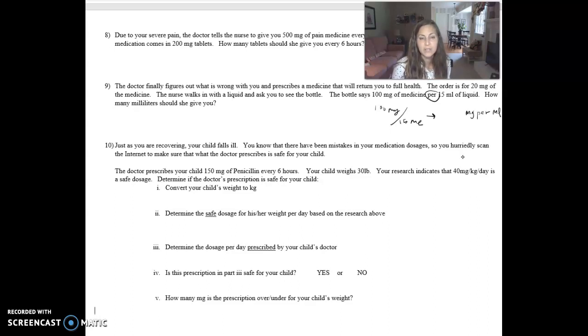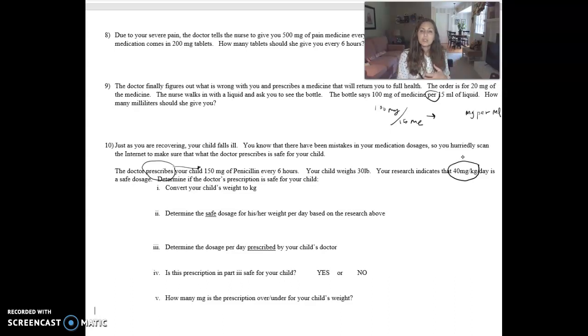So the first thing we need to do is convert that to kilograms, because again, it's given 40 milligrams every kilogram. Okay, so this is dosed according to the number of kilograms your child weighs, not the number of pounds. Determine a safe dosage for his or her weight based on the above research. Determine the dosage prescribed by the doctor. Now, your doctor is prescribing this particular situation right here, 150 milligrams every 6 hours. That may not be accurate. That's what we're trying to figure out.